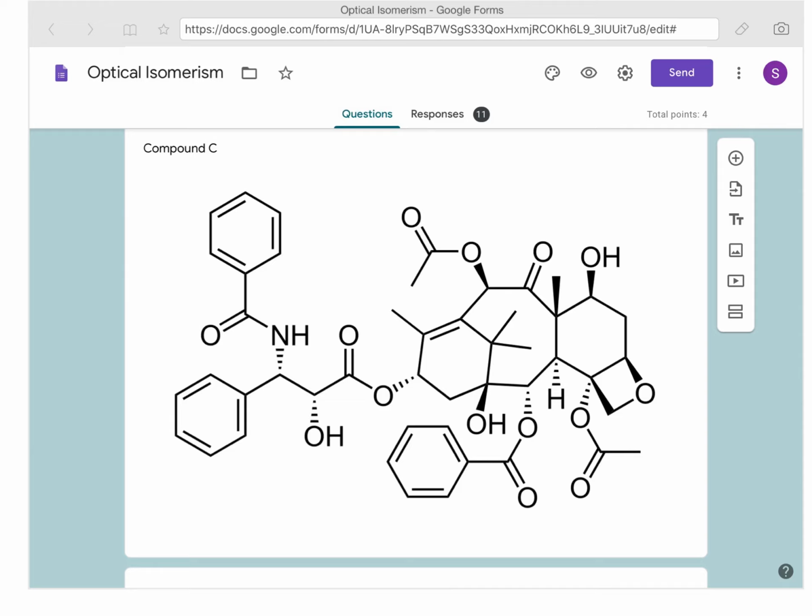So let's go through those first. So where do we start? Let's start from this end of the chain and work our way around. So this has got 3 hydrogens coming off it, so it's not going to be chiral. This one's got a double bond, so it's not going to be chiral. This one's not a carbon. There's our first carbon here.